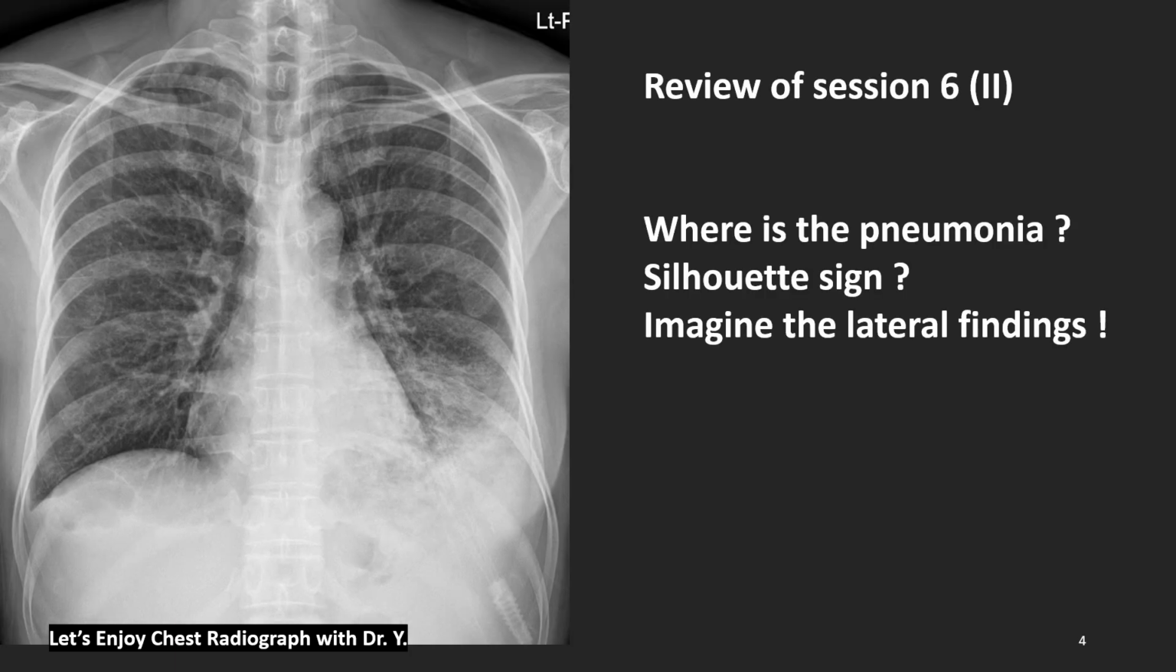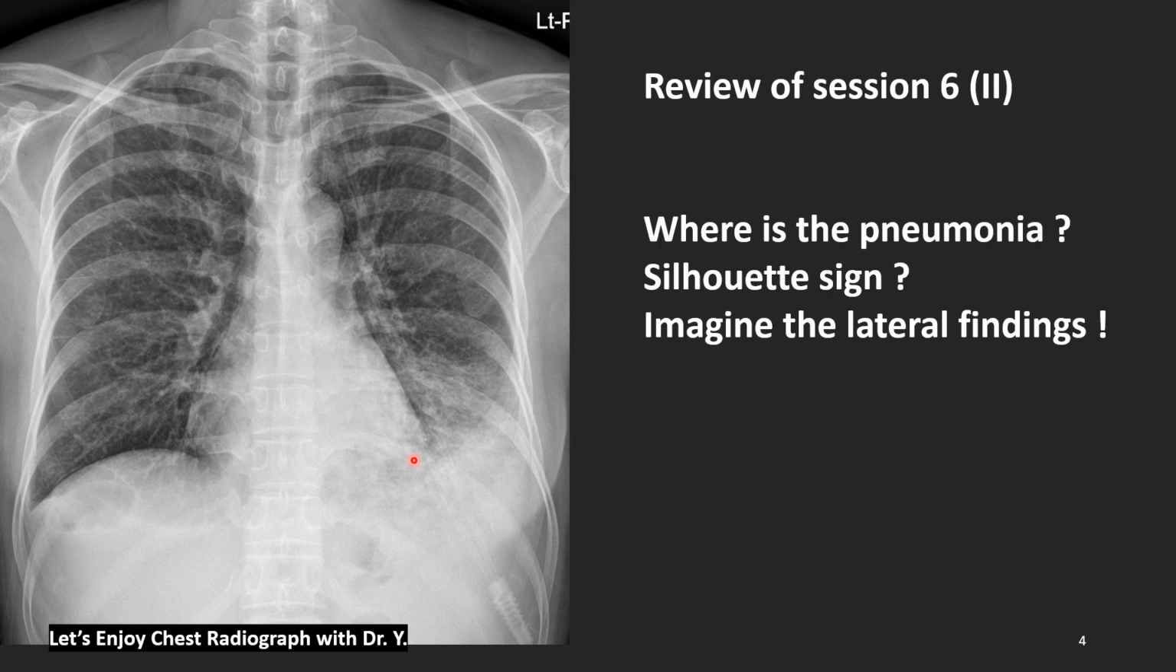This is a review of session 6, the second one. Where is the pneumonia? Maybe this one? It is in the left lower portion, not the upper portion, so it is easily guessed as a lower lobe lesion. What about the silhouette sign? The left heart border, the left ventricular border, is preserved. That means because the heart is in an anterior location, the pneumonia is in a posterior location. And the diaphragmatic border is also obscured.